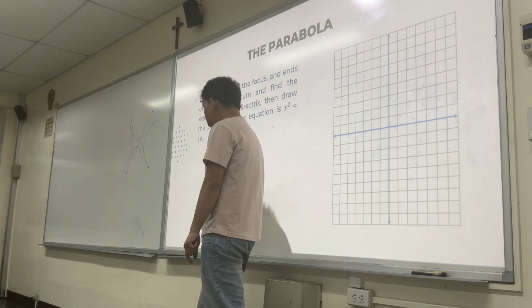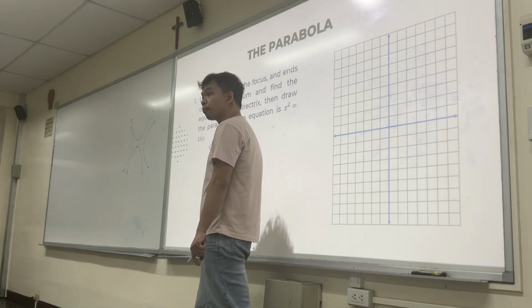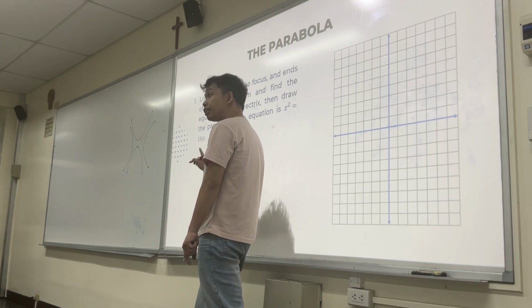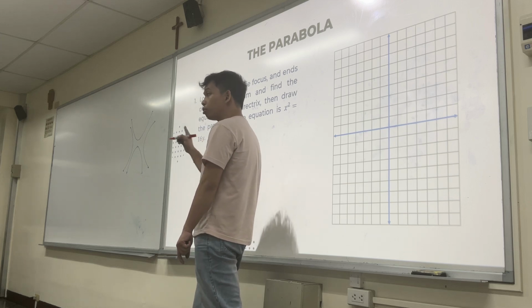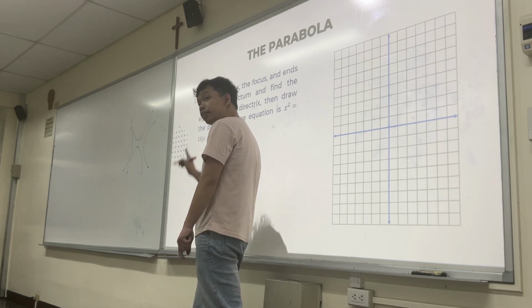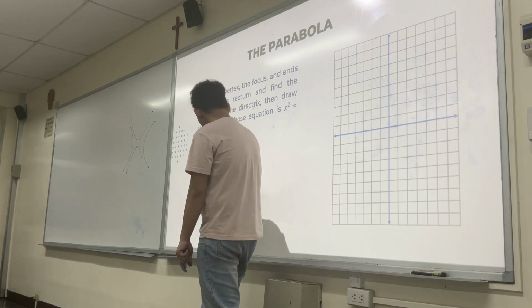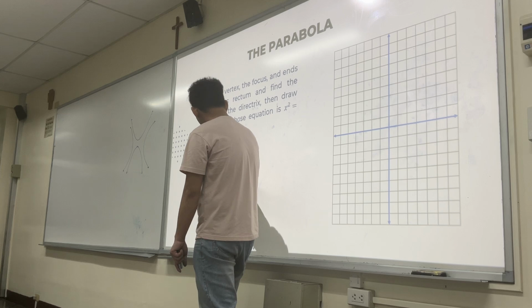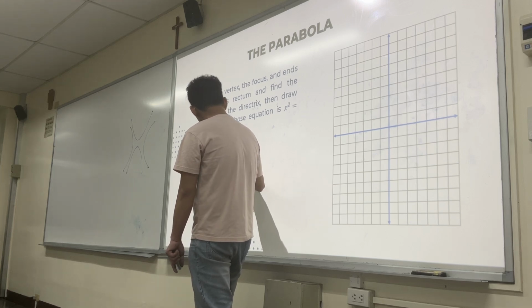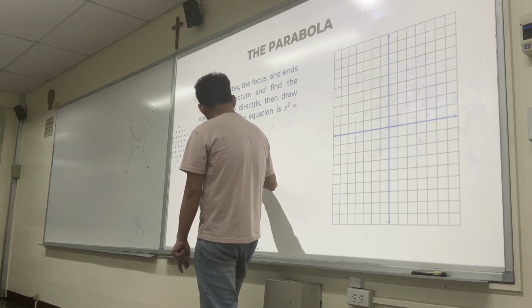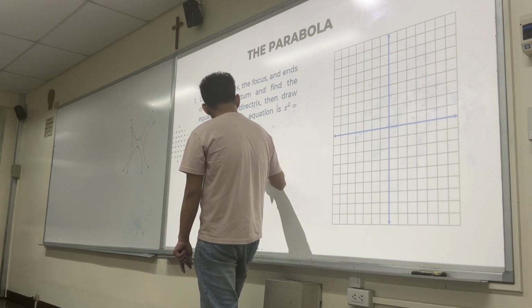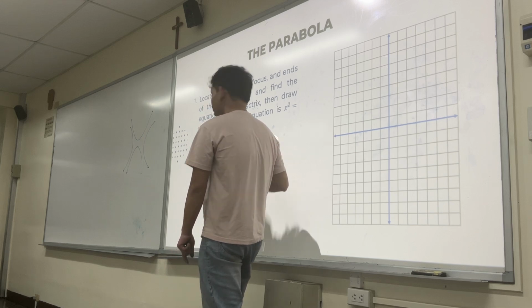How about your p? Your p is the distance from vertex to your directrix, and the distance from vertex towards your focus. So vertex to focus and vertex to directrix. Got it?